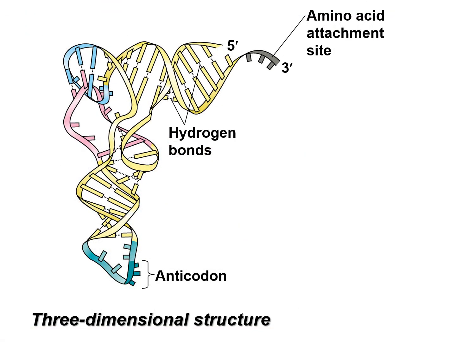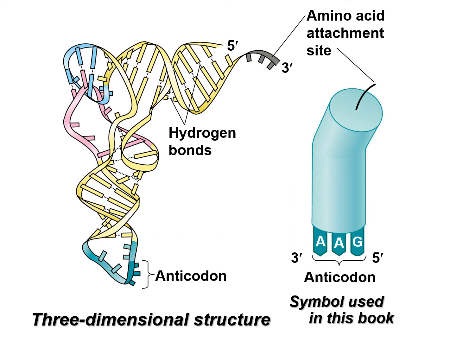A really nice zoom in from your book, and you can see the internal hydrogen bonds in the different areas here, and they're starting to see this kind of double helical thing going on, but because there are unpaired areas, the molecule swivels around and it eventually forms this sort of L shape. And that's why we depict it this way in cartoons. There's no need to depict all these different nucleotides. What we're most concerned with is the anticodon and the amino acid attachment site.